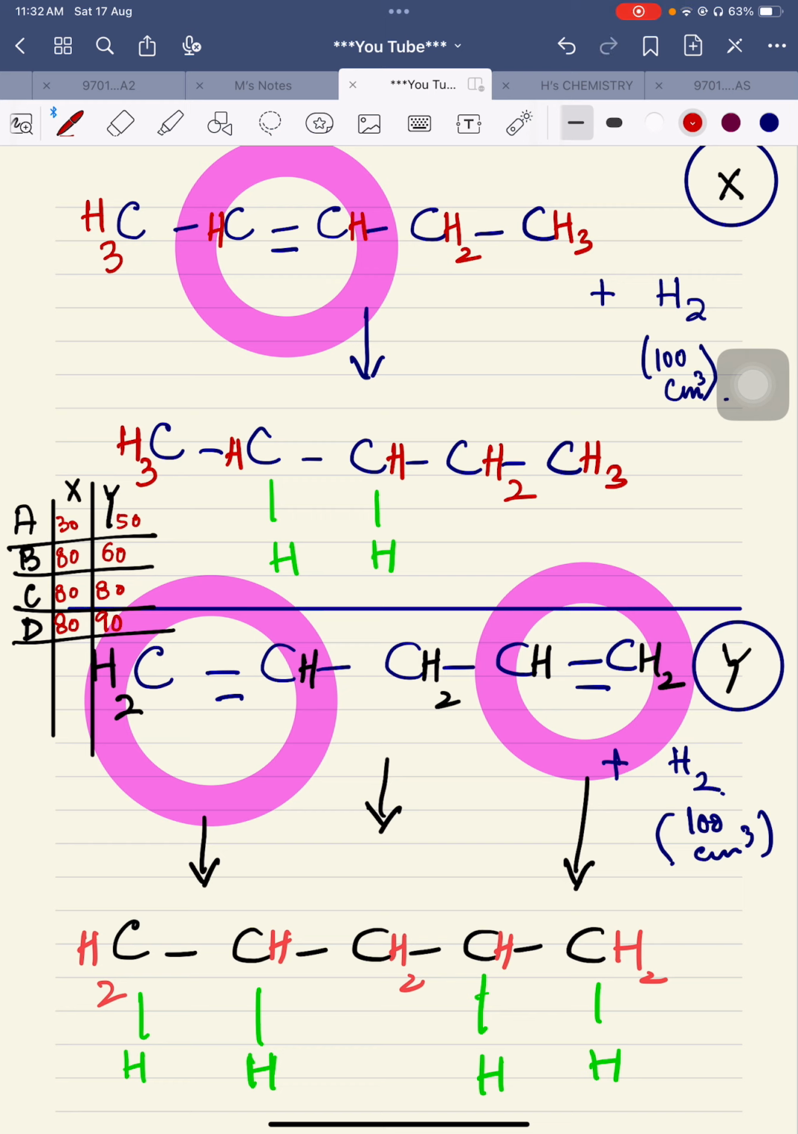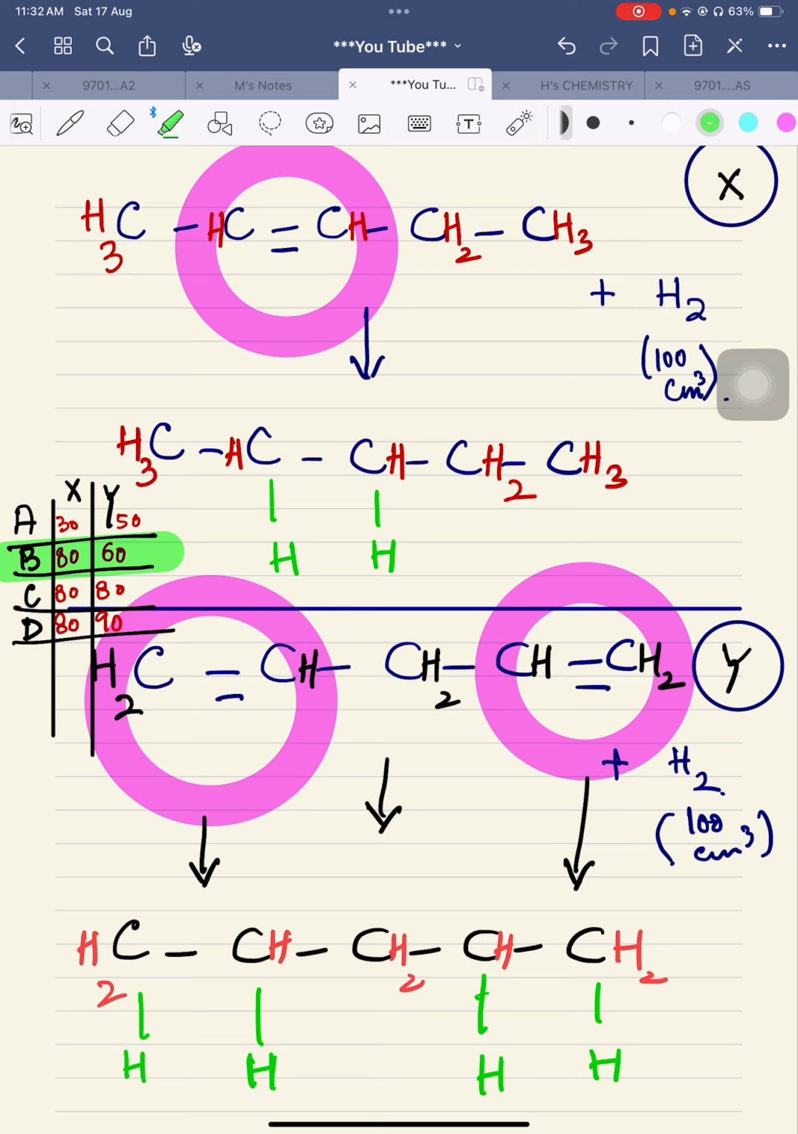So guys, which one is the right option? Let me inform you very clearly: the right option for this question is B. Why is it so? X has 100 cm³. X will use only 20 cm³ as it has a lesser degree of unsaturation. Y has consumed more hydrogen, 40 cm³, and after that 60 cm³ will be left.